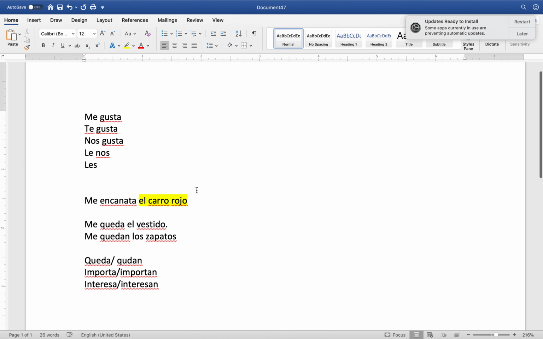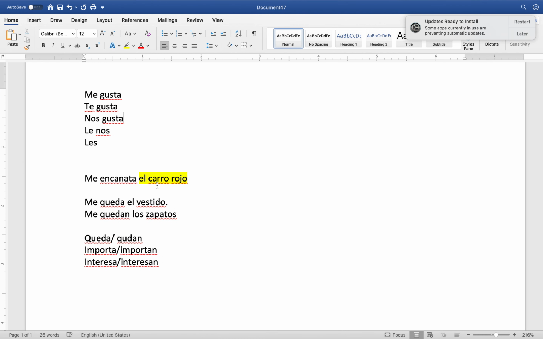I have a bunch of examples here. So for example, me encanta el carro rojo. I love the red car, right? El carro rojo, it's singular, so it will be only encanta. Me queda el vestido. So vestido is dress, and quedar means to fit. Because vestido is singular, you have to have quedar with just A, no AN, just A. Me quedan los zapatos, the shoes fit me. Zapatos is plural, so that's why you have an N here.